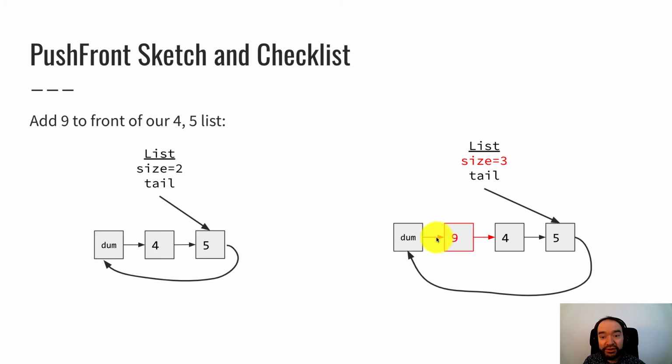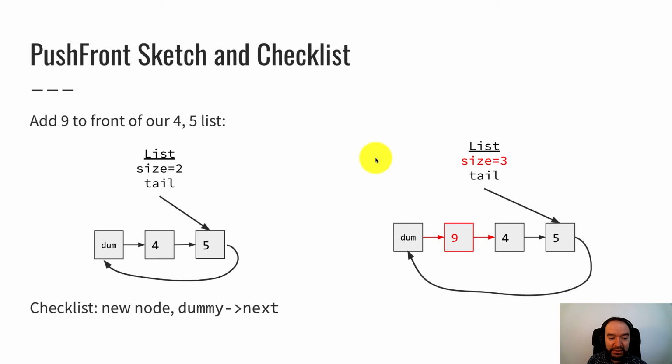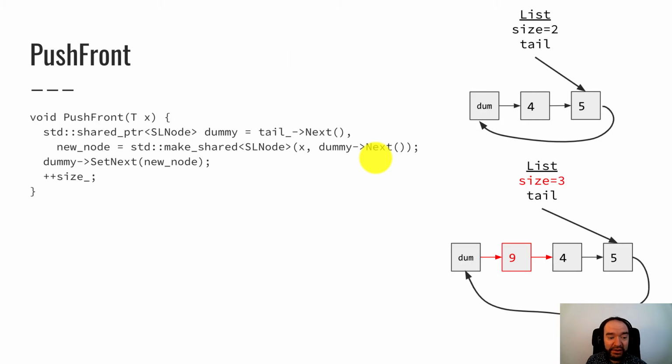So I see 2 pointers. There are 2 red arrows, dummy's next and the new node's next. We need to make sure that our code gets those 2 pointers pointing properly. So that's my checklist, those 2 pointers. Here's my code, and let's review how it works and then check my checklist.